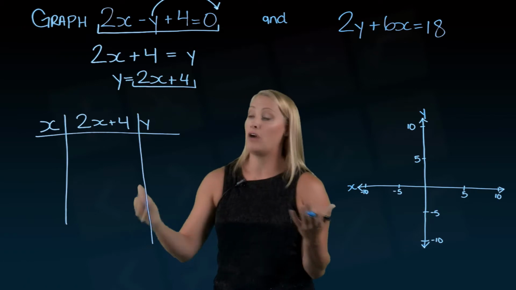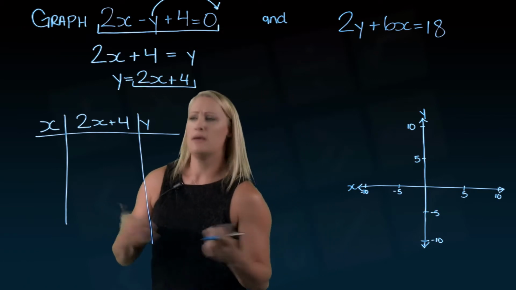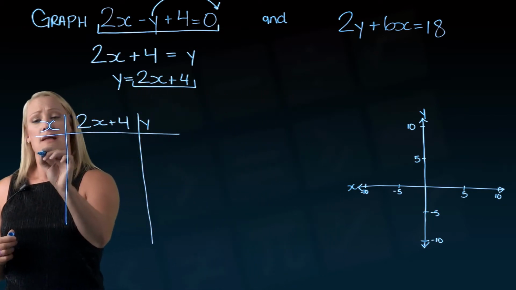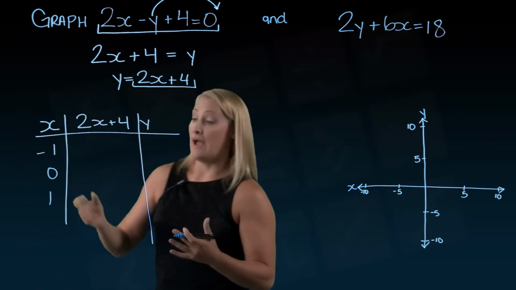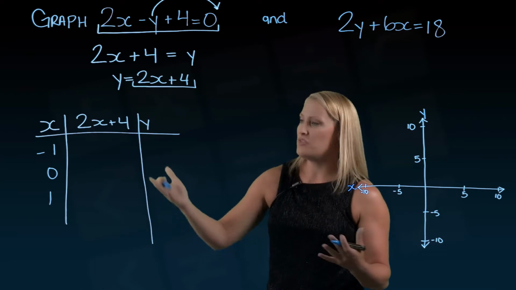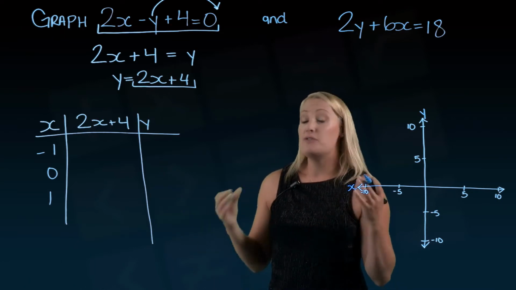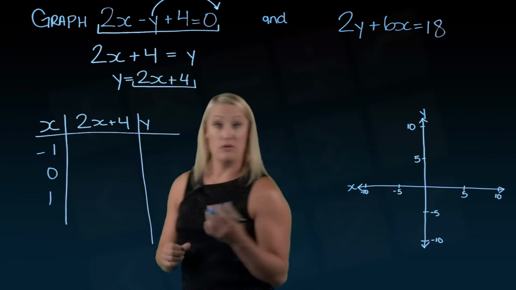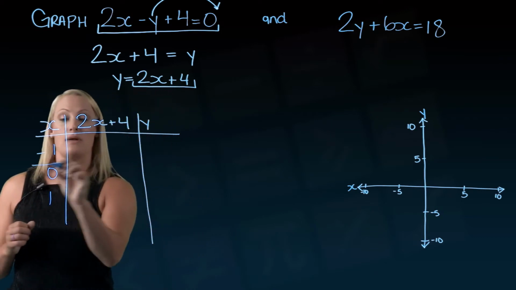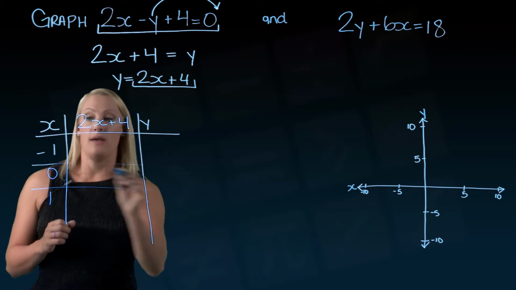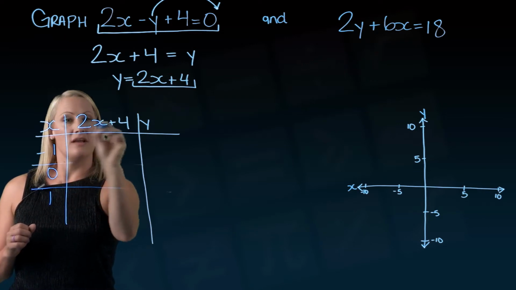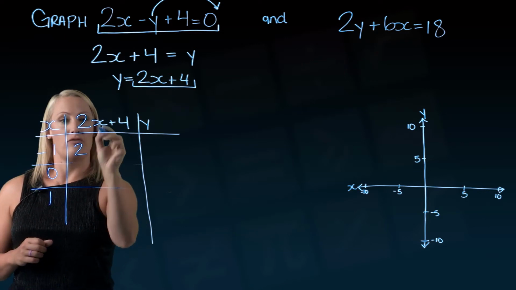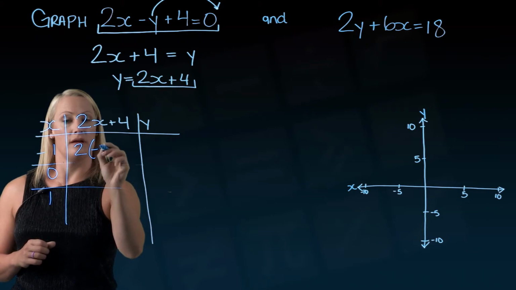So let's choose our values and let's make them easy to work with. Let's choose -1, 0, and 1, for example. I could keep going if I wanted and have more points, but I think 3 is probably enough. And I've chosen those numbers because they're really small. They're easy to work with. So what I'm going to do now is take this value for x, -1, and plug it into that equation.